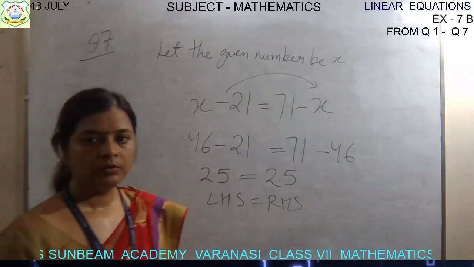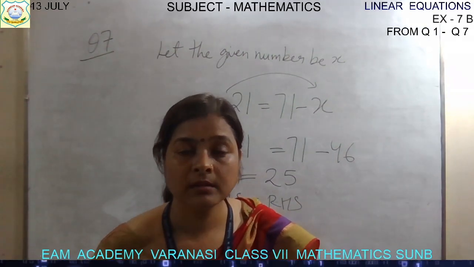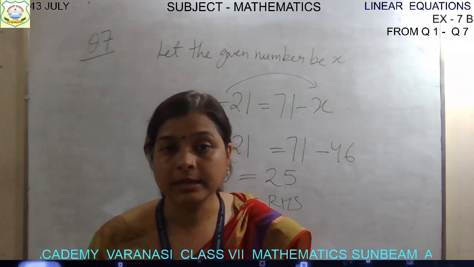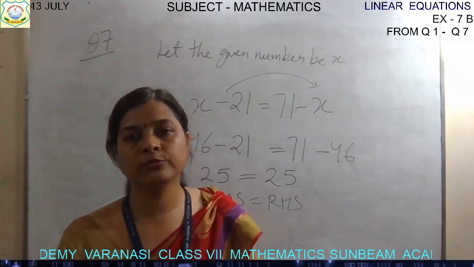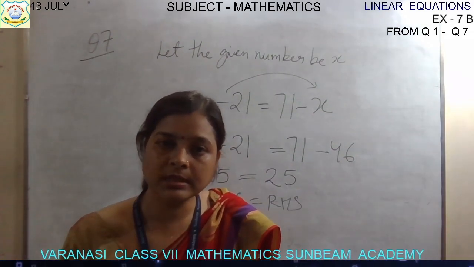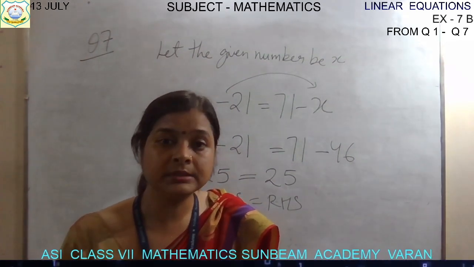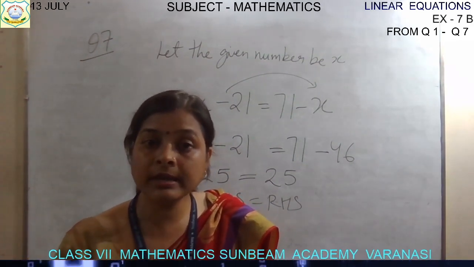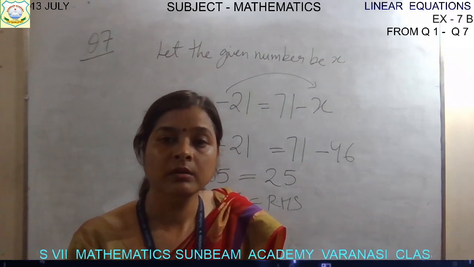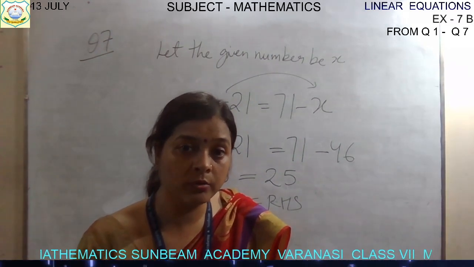Clear? Now, if you move ahead, we have some more questions from question number 8 to 15. Children, question number 8 to 15 we will solve in the next class. Till then, what you have to do? From 1 to 7, you will pick all even number questions: question number 2, question number 4, question number 6. Am I clear? You will solve these in your homework notebook today.